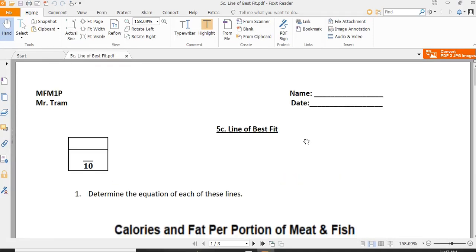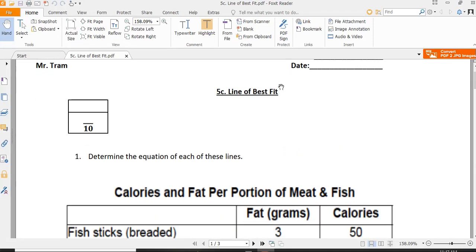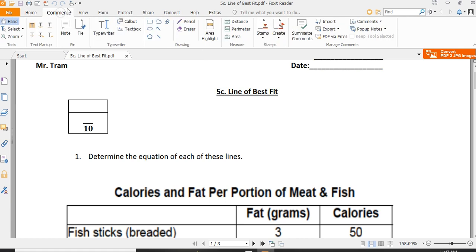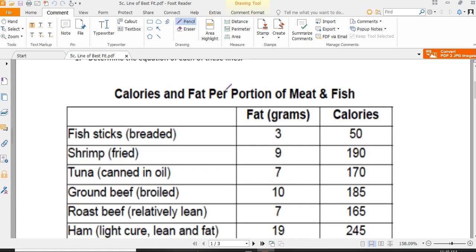Okay. Hi guys, welcome to lesson 5C, line of best fit. Now you will notice that this worksheet looks very similar to the last one because, like I said during the last one, our focus during 5B was simply to plot the points. Here, we are not only going to draw the line of best fit, but we're also going to come up with the equation of it.